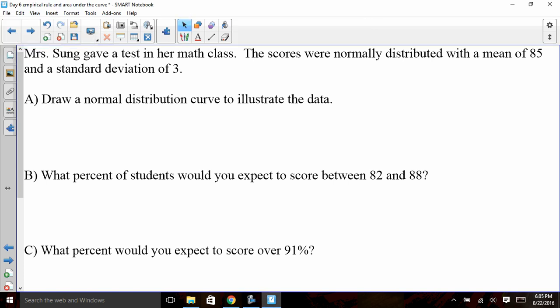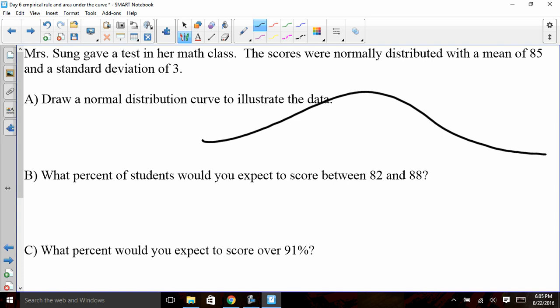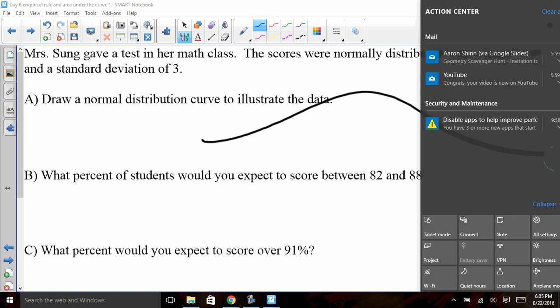Okay, let's go ahead and take a look at this next example. So we're going to more than likely need to use that z chart, so don't put it away yet. Miss Sung gave a test in her math class. Her scores were normally distributed with a mean of 85 and standard deviation of 3. So part A, go ahead and draw that normal distribution curve. Again, I don't draw mine very straight.